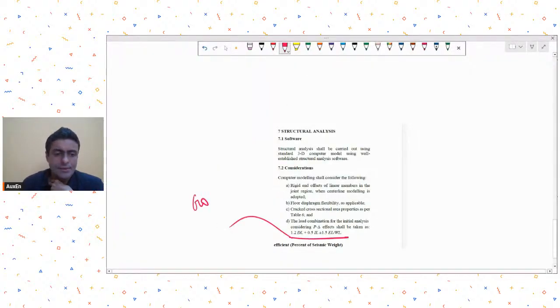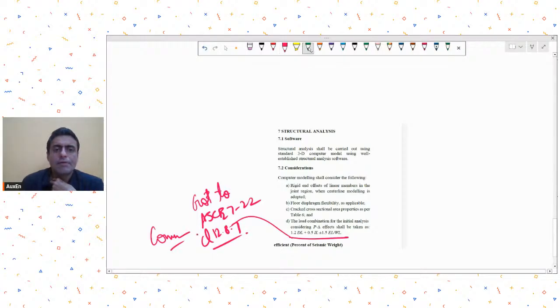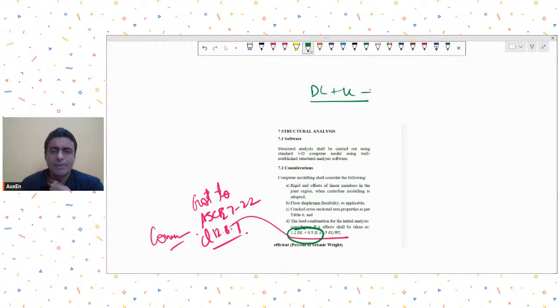So I'm saying go to ASCE 7 clause 12.8.7. Go to the commentary of this clause. There they have given this logic that you combine all the gravity loads with the factors that are associated in a particular load combination where dead, live, lateral loads all are combined, and then you pick up this part.